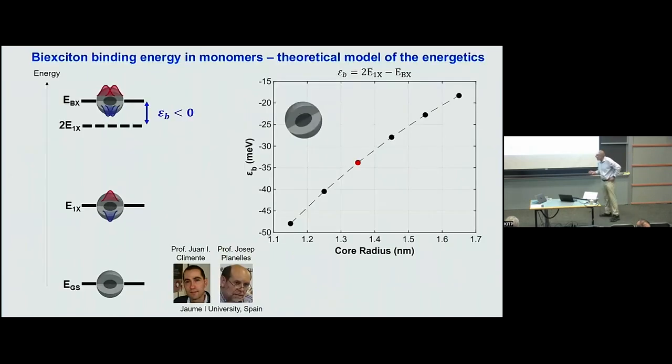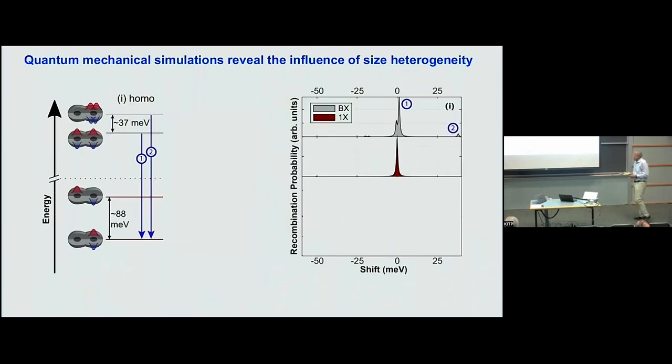We were aided by the team of Professor Clemente and Planales from Spain to calculate the energies of biexciton states. First of all, in monomers, this is the dependence on the core radius for this negative binding energy, like the repulsive energy. It matches well with our core radius, on the order of 35 millivolts. That's the binding energy, which is twice the single exciton minus the biexciton. However, if you go now to a homodimer and you consider the segregated case, which is the slow component, this will predict zero binding energy in a really pure homodimer.